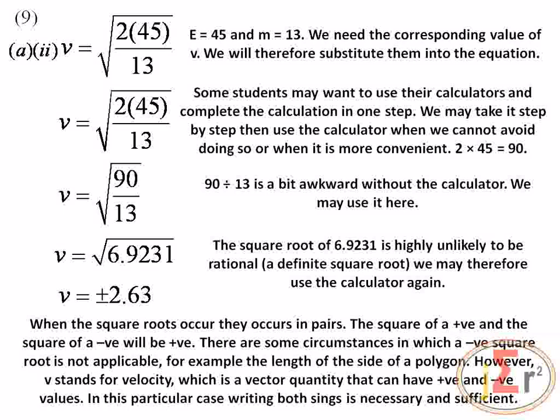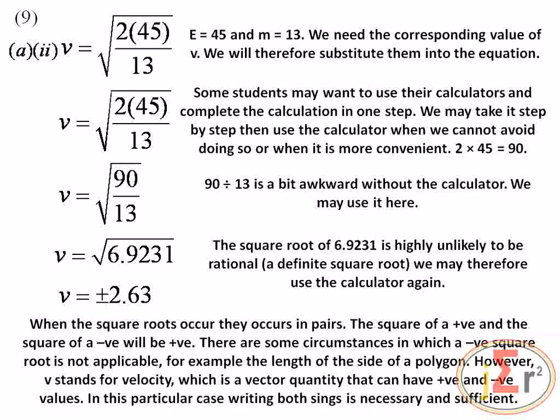When square roots occur, they occur in pairs. The square of a positive and the square of a negative will be positive. There are some circumstances in which a negative square root is not applicable, for example, the length of the side of a polygon. However, v stands for velocity, which is a vector quantity that can have a positive and a negative value. In this particular case, writing both signs is necessary and sufficient.